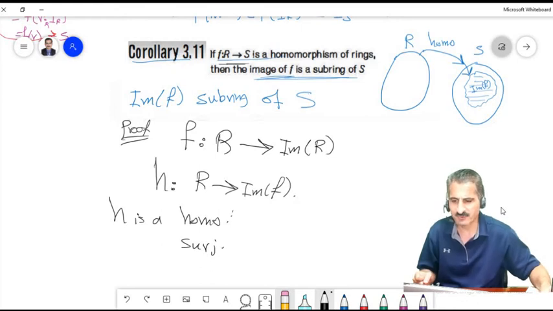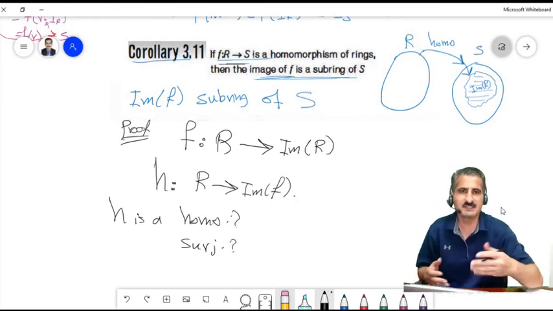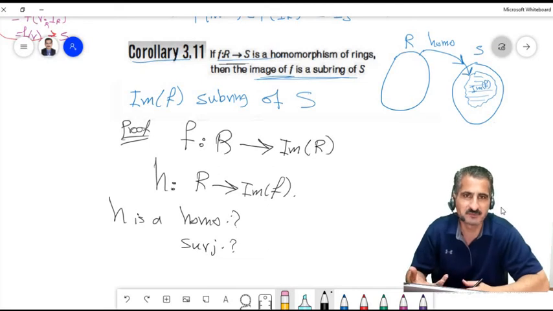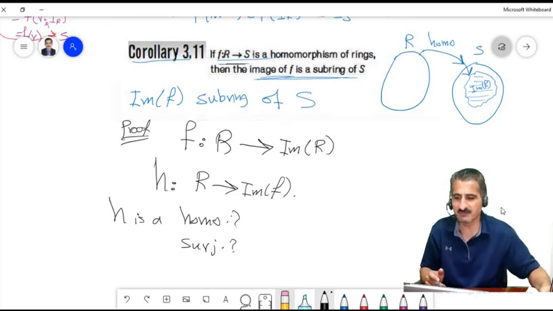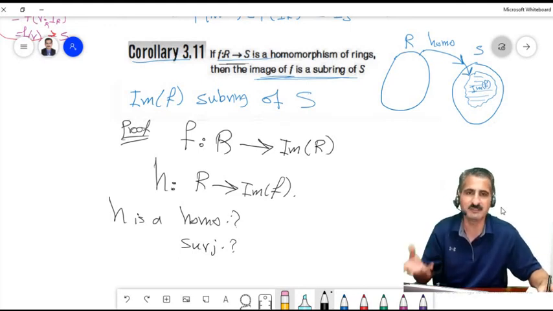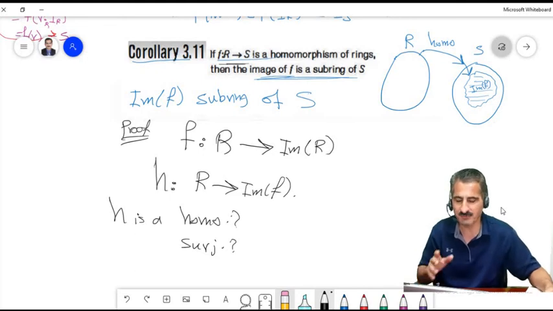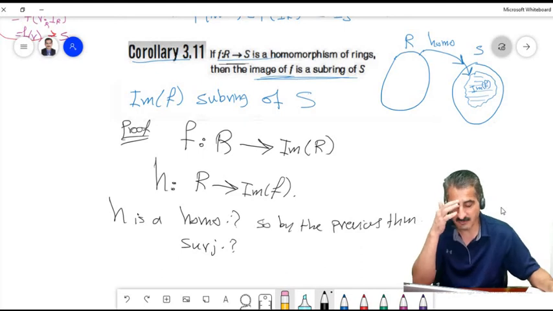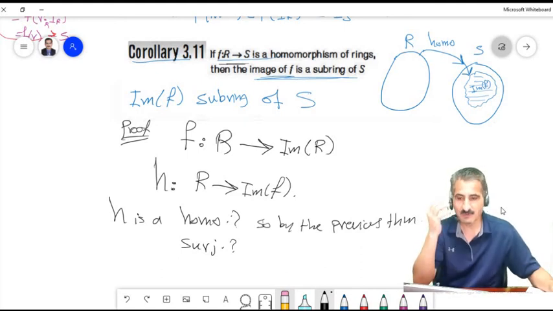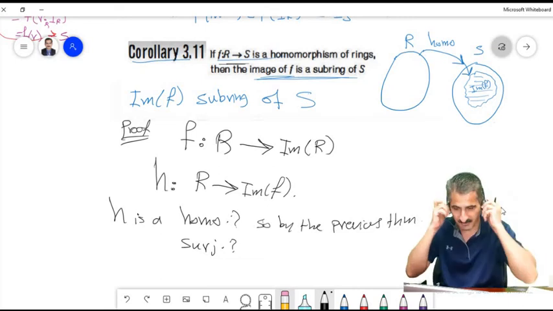So prove it. Because h is the same as f, actually. So f of small r equals h of small r. And it is surjective because it starts from R and goes to the image of R. Write them down. Now h is a homomorphism and it is surjective. So by the previous theorem, what do we get? What does the previous theorem say?